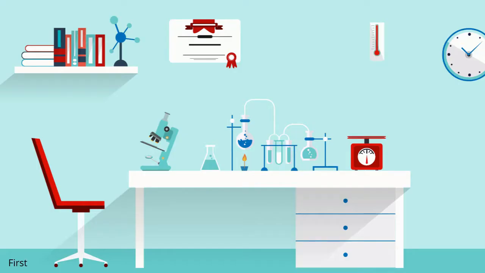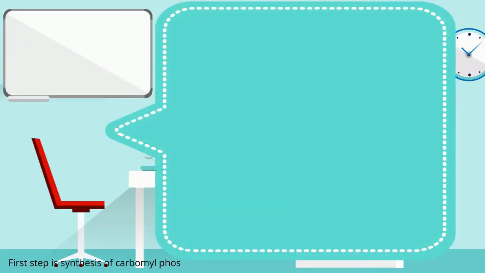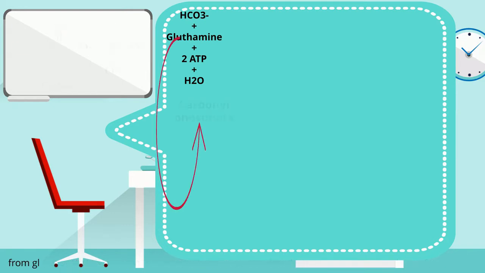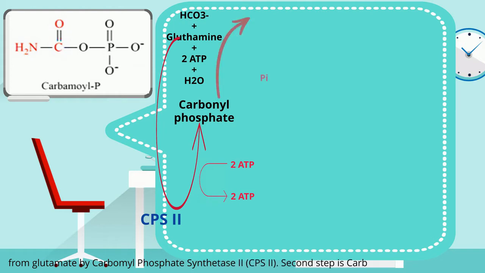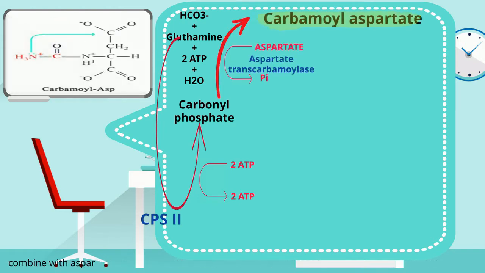The first step is synthesis of carbamoyl phosphate from carbon dioxide derived from bicarbonate and ammonia derived from glutamine by carbamoyl phosphate synthetase 2 (CPS2). The second step is carbamoyl phosphate combining with aspartate in the presence of aspartate transcarbamylase to synthesize carbamoyl aspartate. This particular step is the committed step of pyrimidine synthesis.